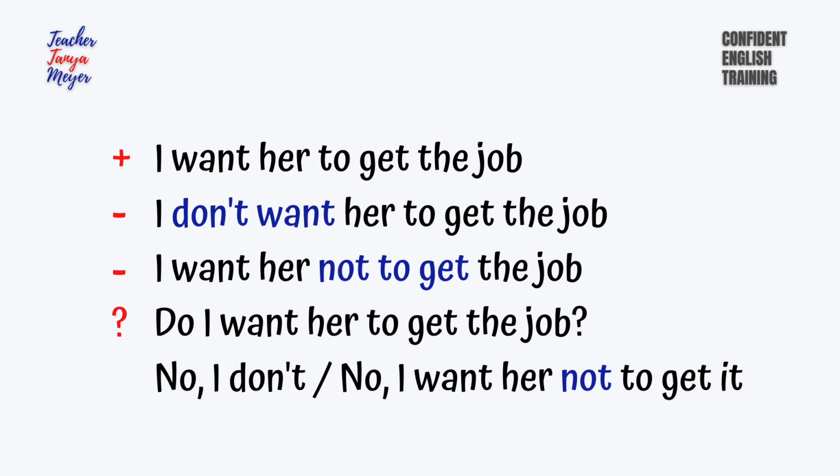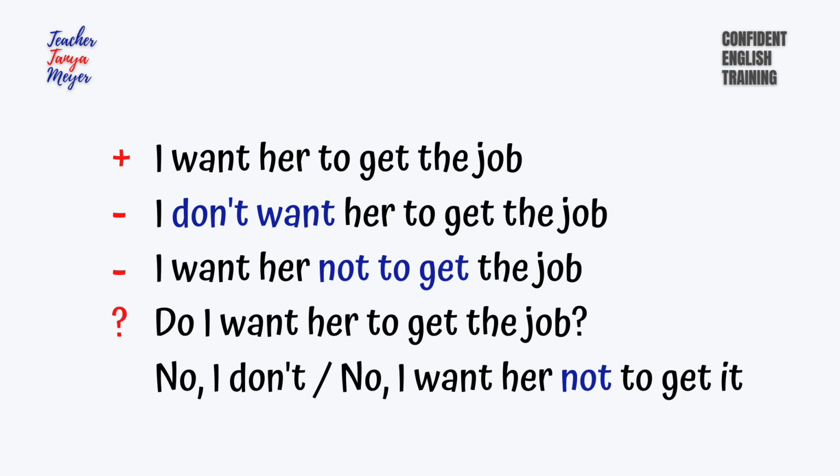I want her to get the job in the affirmative. And in the negative, we can say, I don't want her to get the job. Fine. So we're using the negative in the first verb. No problem. I don't want her to get the job. But we can also say, I want her not to get the job. And then the question would be, do I want her to get the job? No, I don't. Fine. Or, no, I want her not to get it.